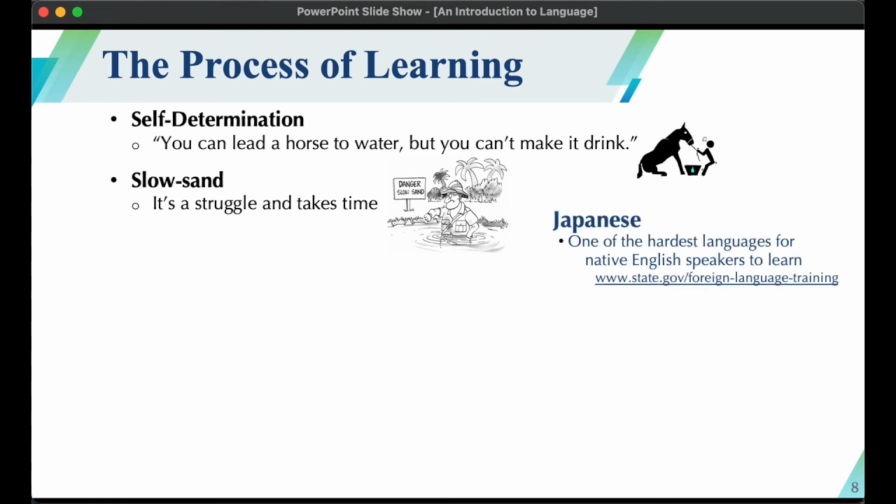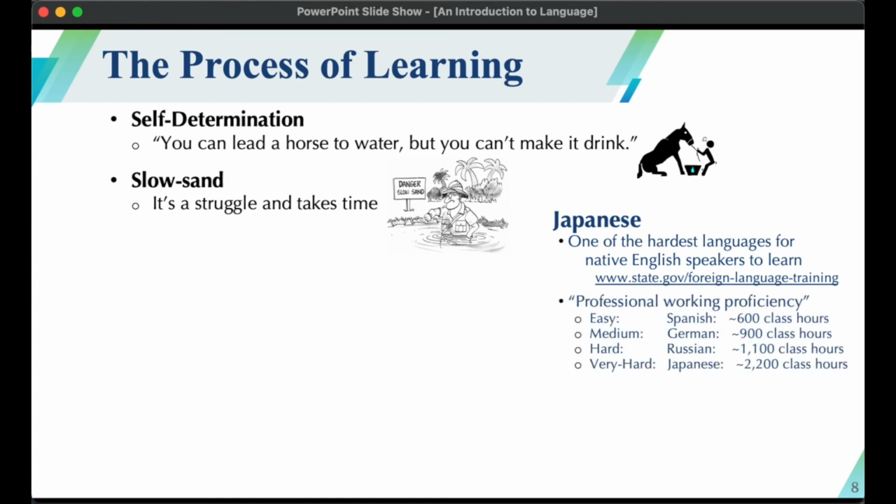Japanese, for instance, according to the US Department of State, is one of the hardest languages for native English speakers to learn. The difficulty is reflected in the time it takes to reach professional working proficiency, which is ranked into easy, medium, hard, and very hard languages. Whereas Spanish takes about 600 class hours, Japanese takes about 2,200 class hours. You could learn Spanish almost 4 times by the time you learn Japanese once. So, as you embark on your Japanese learning journey, know, even 101, your beginning level class, is not something to take lightly. To learn Japanese will be a struggle and will take time, but the results are certainly worth it.